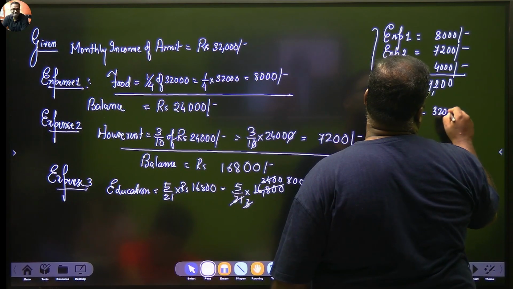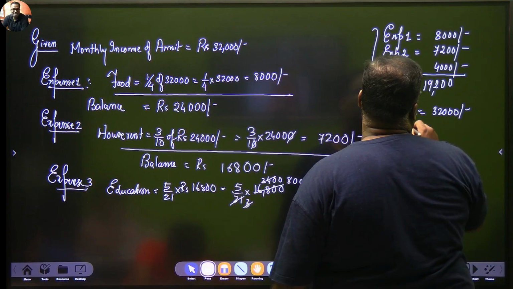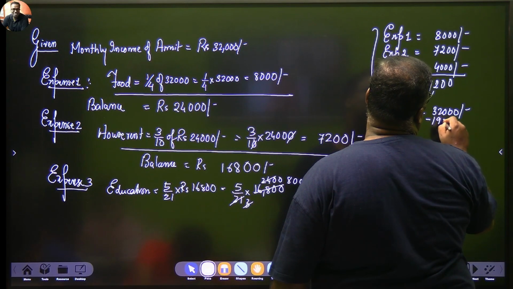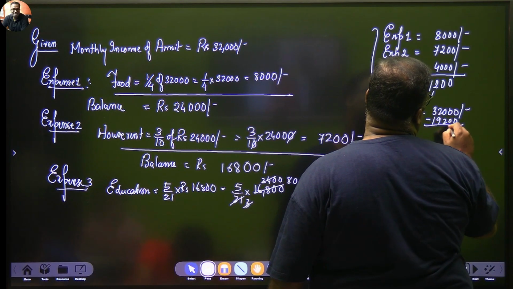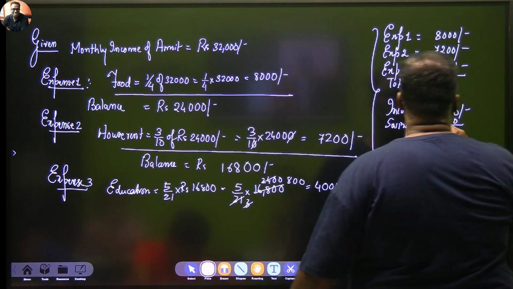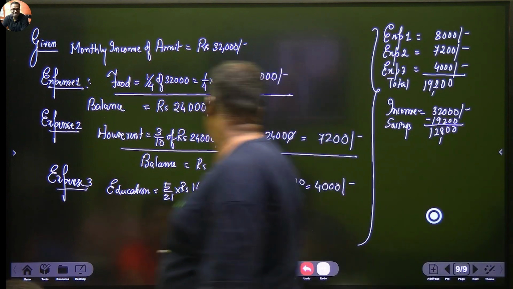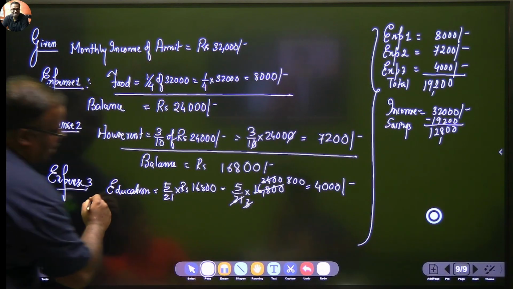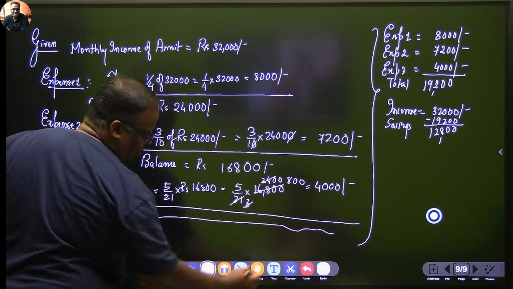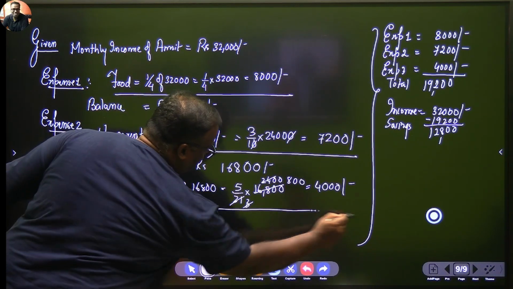32,000. उसका सेविंग्स कितना है? माइनस 19,200, कितना निकलेगा? 0 0 8 1 and 9 10 11 12 2 1 and 1 2 2 and 3 1, 12,800 उसका सेविंग्स आना चाहिए। तो आइए देखते हैं, यहां जो बैलेंस निकालेंगे वही उसका सेविंग्स होगा। Whatever balance we find here, that will be his savings because no other expense is there.